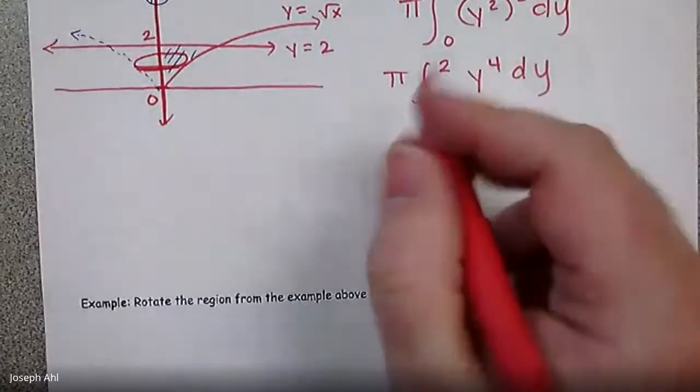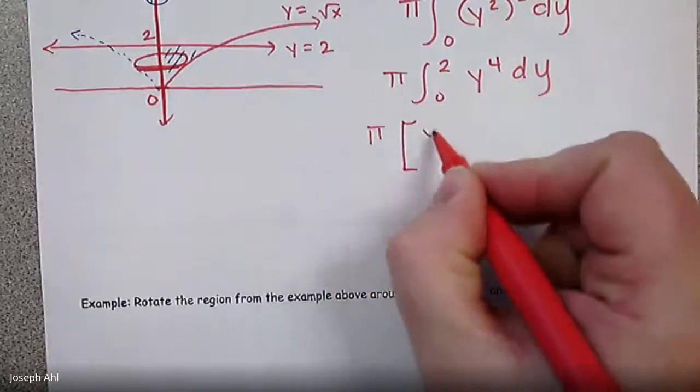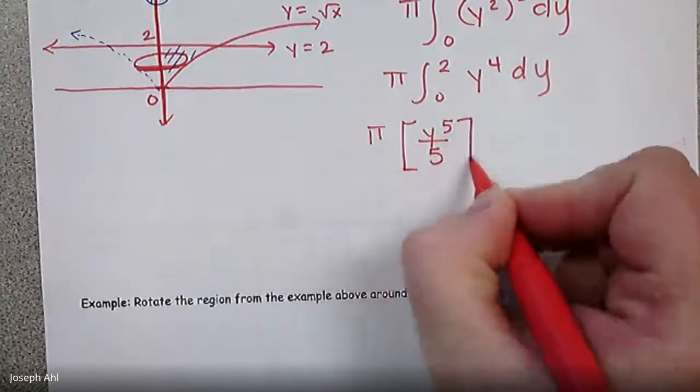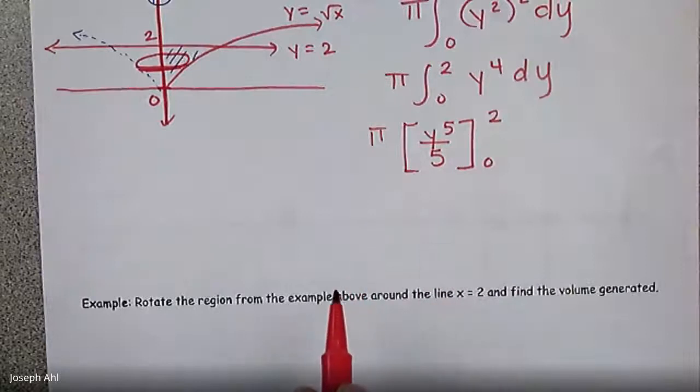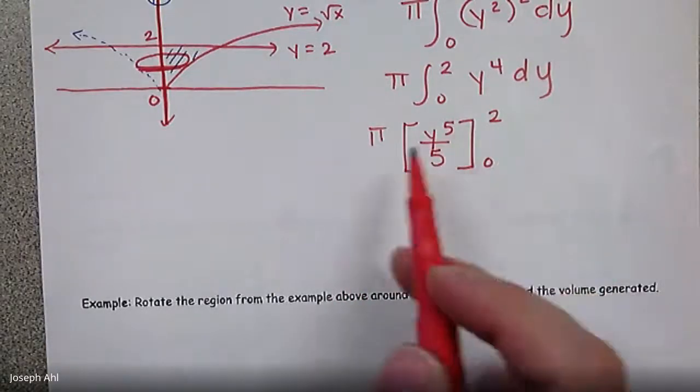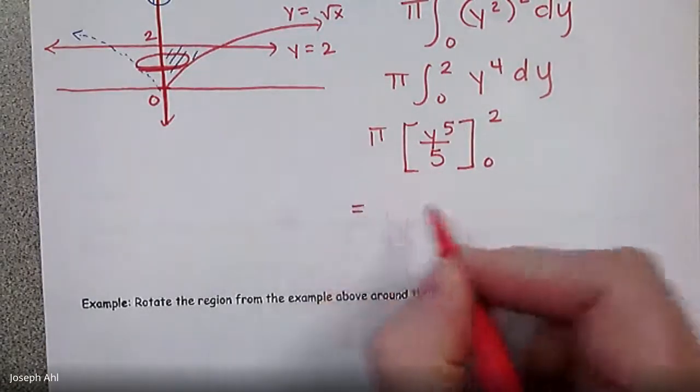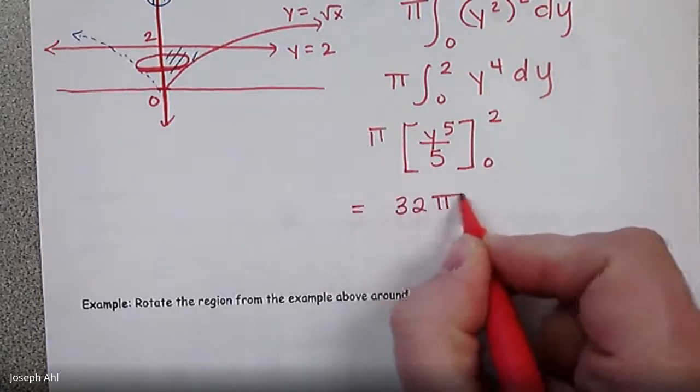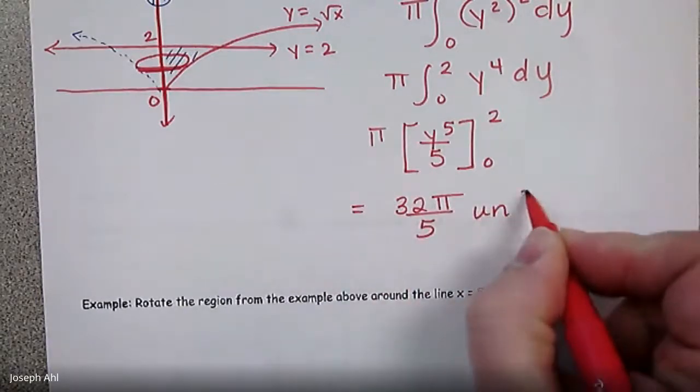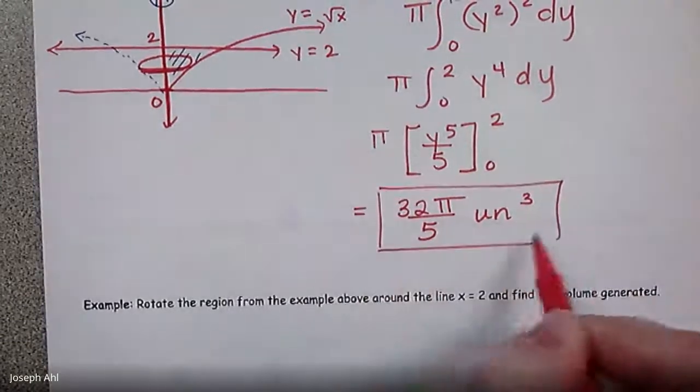So then if I use the anti-power rule, it's going to be pi times y to the 5th over 5 from 0 to 2. Plug in the upper bound, plug in the lower bound, and you're going to wind up in the end getting 32 pi over 5. And since we're talking about volume here, we are talking about cubic units.